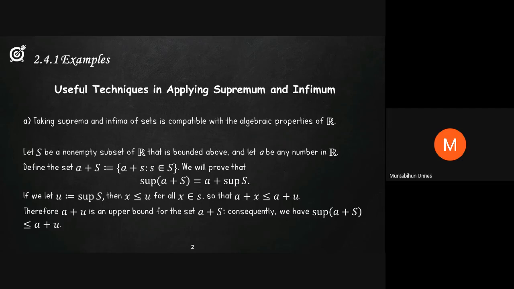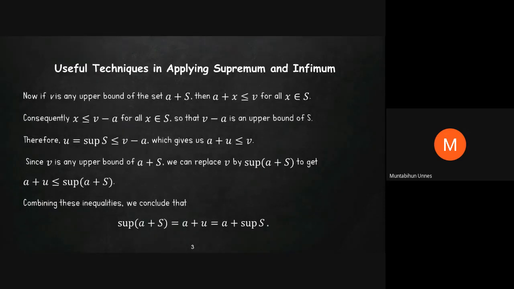And then next, if v is any upper bound of the set a plus S, then a plus x is less than or equal to v for all x element S. Consequently, x is less than or equal to v minus a for all x element S, so that v minus a is an upper bound of S.